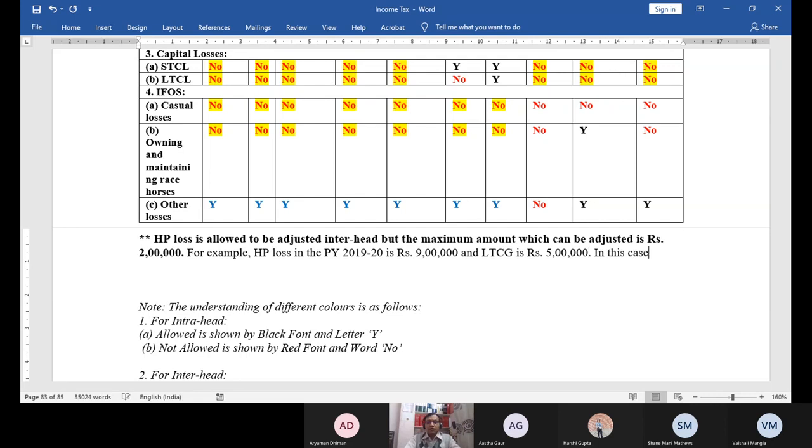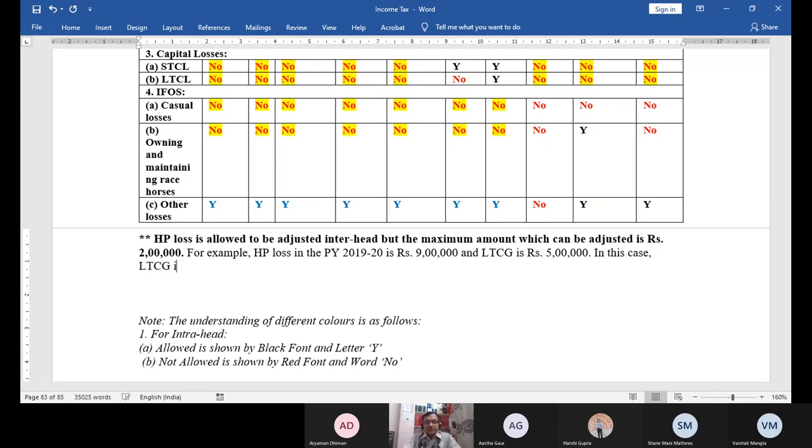In this case, is HP loss allowed to be adjusted against capital gain? Answer is yes, there is no problem. But the maximum limit is 2 lakh. That means I can adjust maximum 2 lakh, so LTCG will become 3 lakh. Why? Because from 5 lakh, as per the rules of inter-head, maximum I can adjust is 2 lakh. So LTCG will become 3 lakh. However, the assessee can carry forward the remaining unadjusted HP loss of rupees 7 lakh.